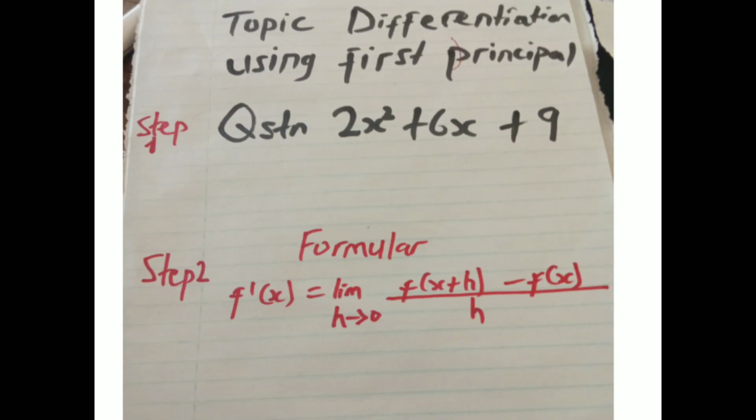Topic: differentiation using the first principle. So here is our question: 2x squared plus 6x plus 9. Our formula for differentiation using the first principle says f prime of x is equal to the limit of f of x plus h minus f of x, all over h. Here our limit is h tends to 0. So we will now differentiate using our formula.